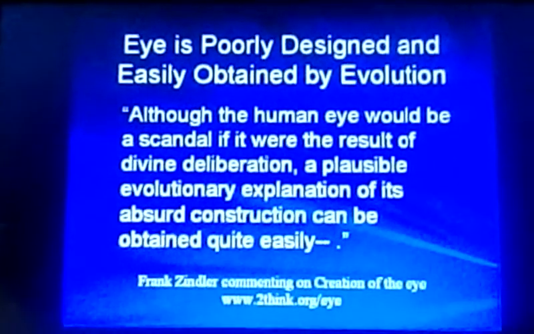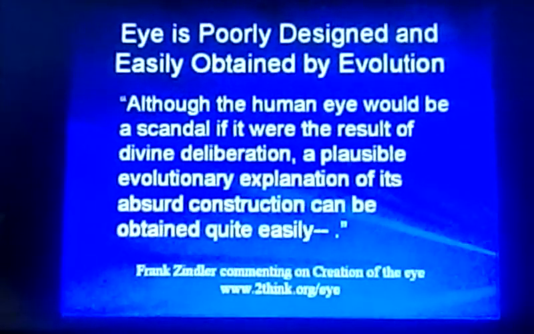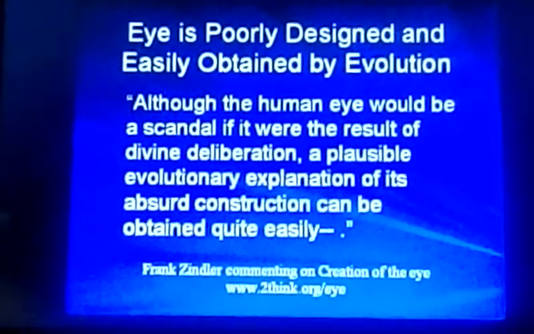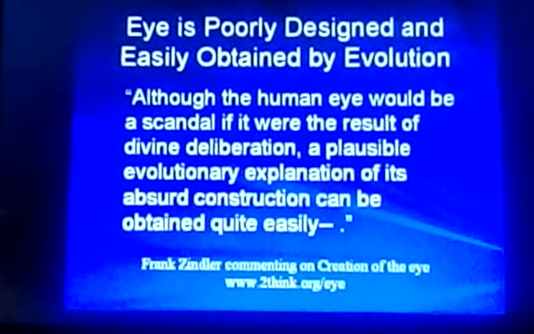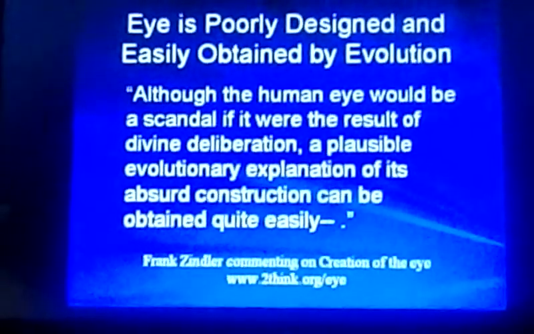But evolutionists are convinced that not only was the eye not created, it occurred by chance, and so having occurred by chance, it's not the least bit surprising. It's a piece of junk. Poorly made. Frank Zindler, who has a website, you can look this up for yourself. He's a retired professor like me, only he takes the evolutionary side of things, and he says that although the human eye would be a scandal if it were the result of divine deliberation, it would be a scandalous God who made such an eye. He says there is a plausible evolutionary explanation of its absurd construction. You've heard of Richard Dawkins, who wrote The Blind Watchmaker. That man knows more things that aren't true than perhaps anyone alive.